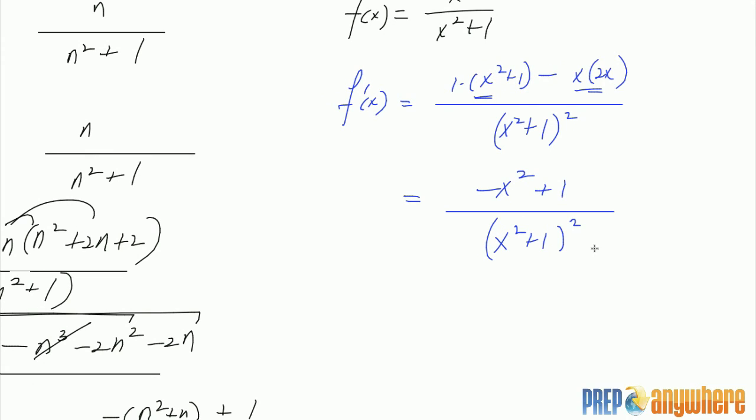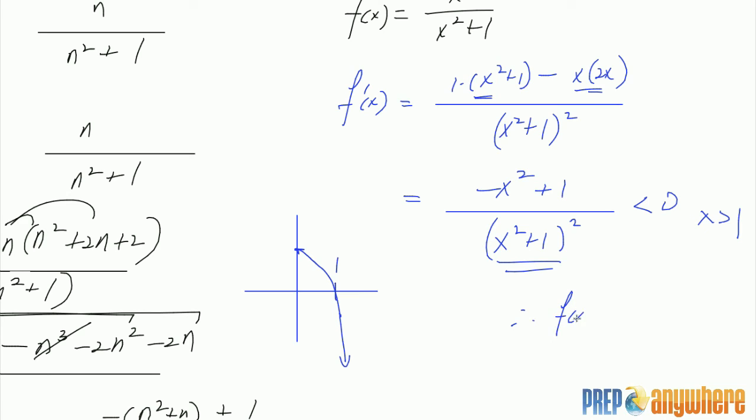So it's the same scenario here. The bottom is always positive. This right here, if you draw it as a graph, it's 1 minus x squared. So after 1, it's always negative. So this is negative when x is greater than or equal to 1. Therefore, f of x is decreasing. So therefore, a_n is decreasing.